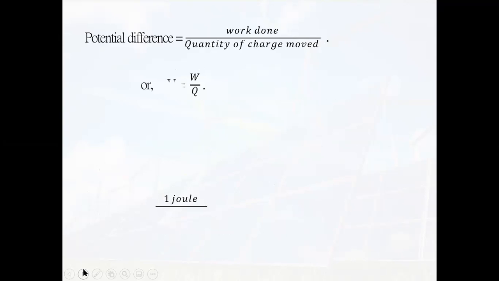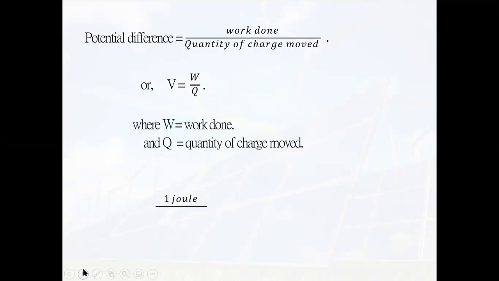So, the potential difference is equal to work done upon quantity of charge moved. Potential difference is V, W is the work done, and charge is Q. The SI unit of potential difference is volt. 1 volt is equal to 1 joule upon 1 coulomb.